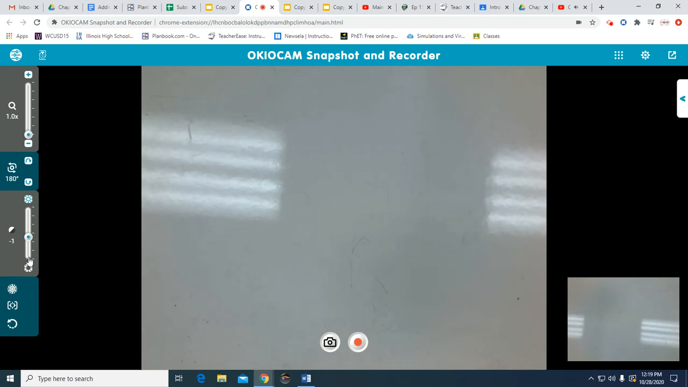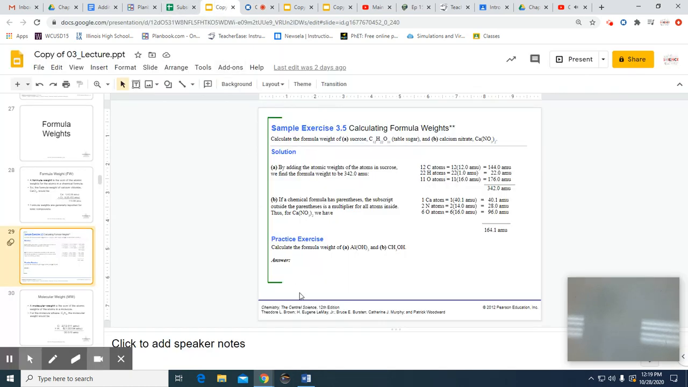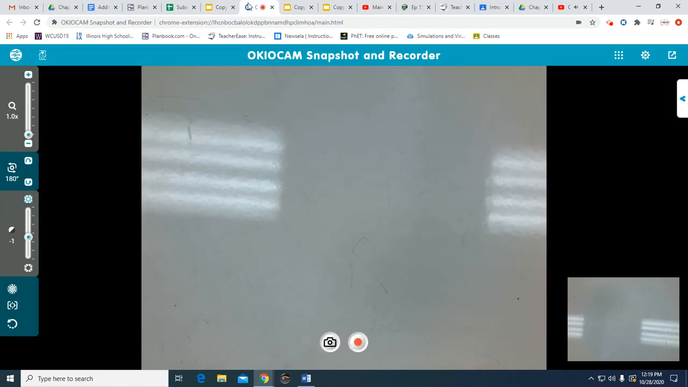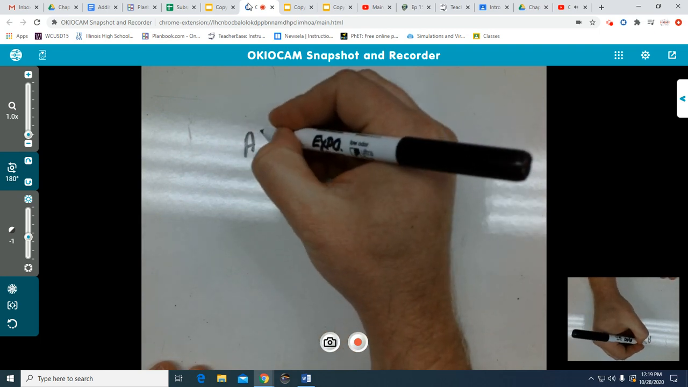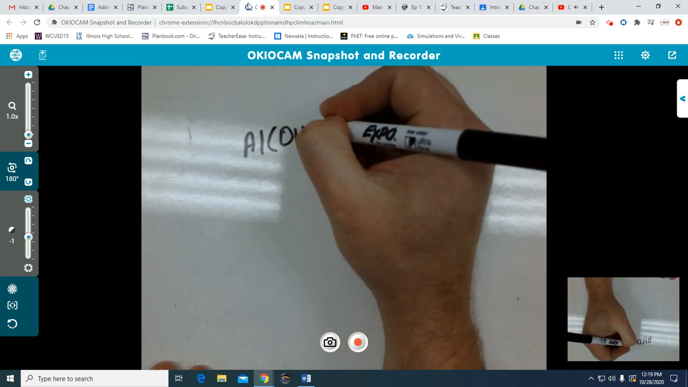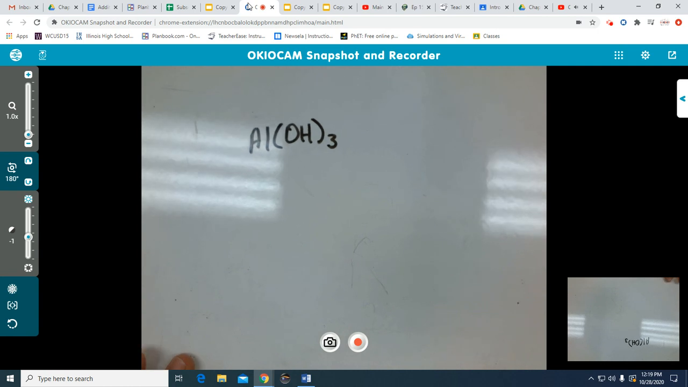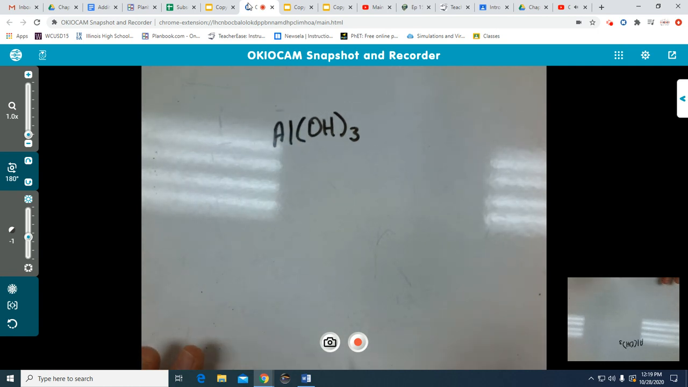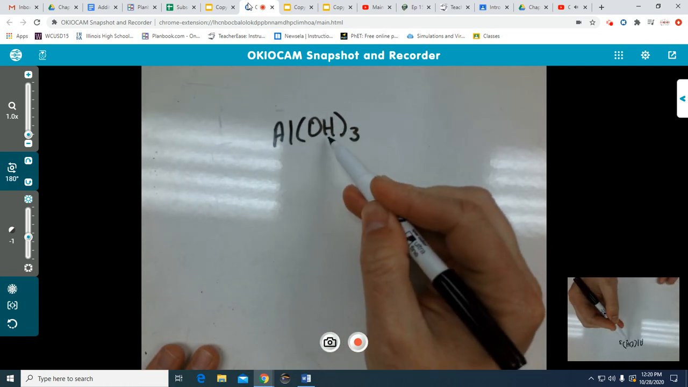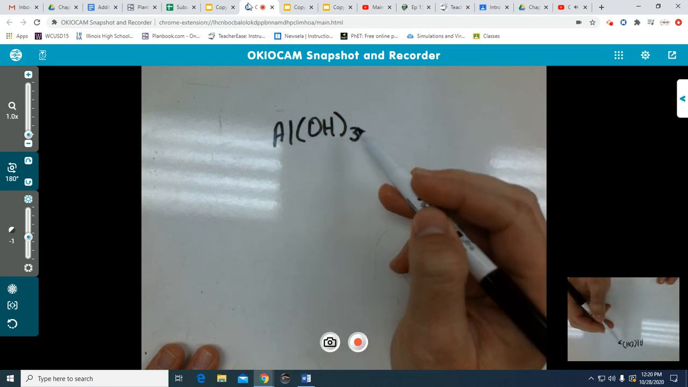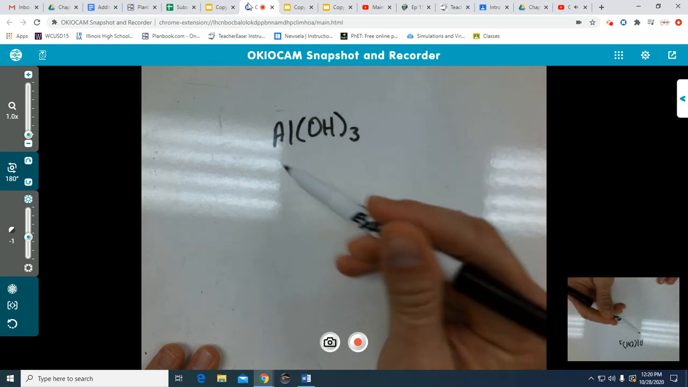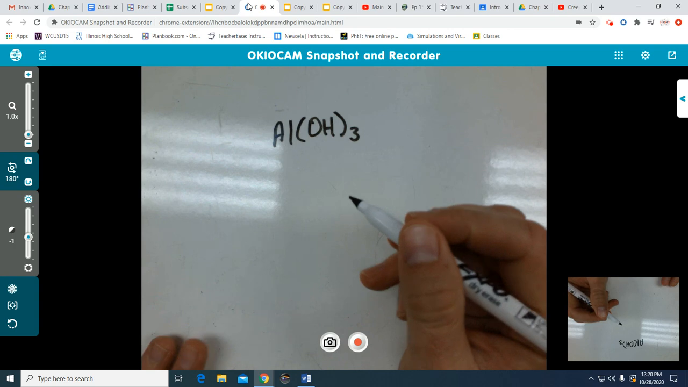Okay, so going back to the question here, calculate the formula weight of A, aluminum hydroxide, and it has a formula of Al(OH)3. Again, we got that formula because it's an ionic compound. We have a metal and a polyatomic ion, and so we follow the appropriate procedures. We do the crisscross, and then we move forward.